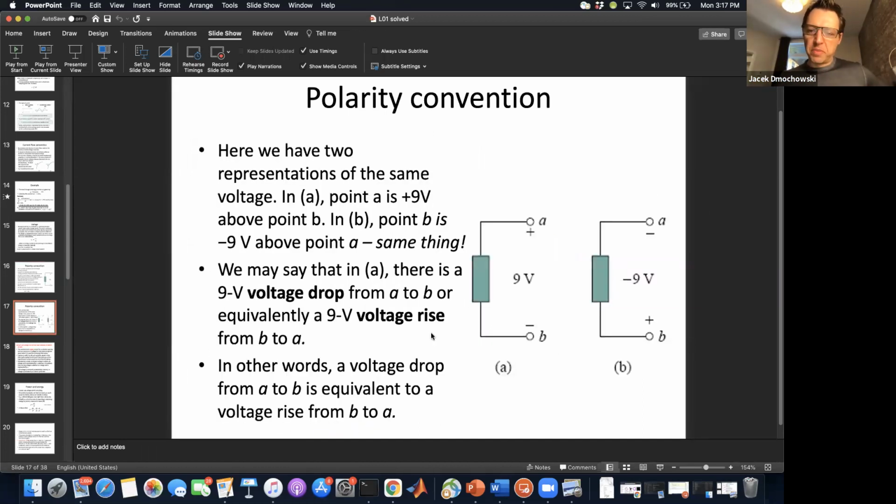Okay, so again, these two pictures are equivalent, right? Because point A is 9 volts higher than point B, which is the same thing as saying that point B is minus 9 volts higher than point A. And this may confuse you, but if you find yourself confused by this notion, all you have to keep in mind is that you can put a minus sign in front of the quantity as long as you switch the positive and negative poles.